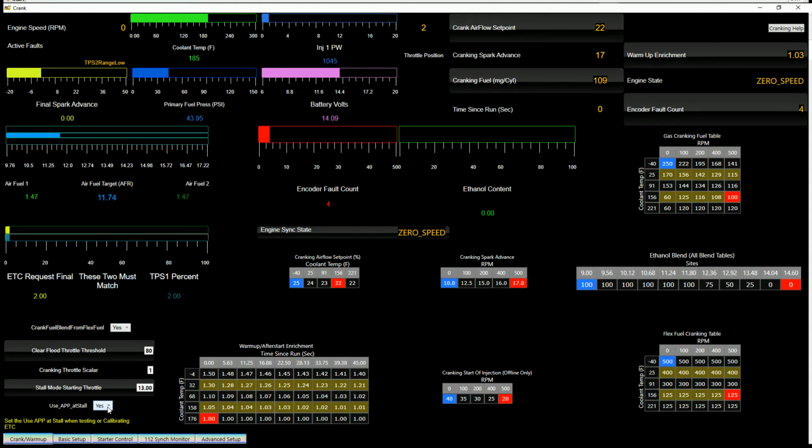Use APP at stall. I typically leave this at yes on electronic throttle. It doesn't have anything to do with the manual throttle, but on electronic throttle, leave this at yes. Allows you to calibrate the throttle without the engine running.